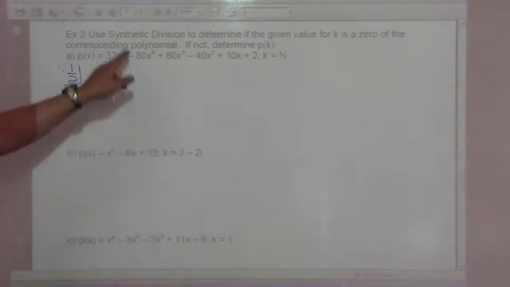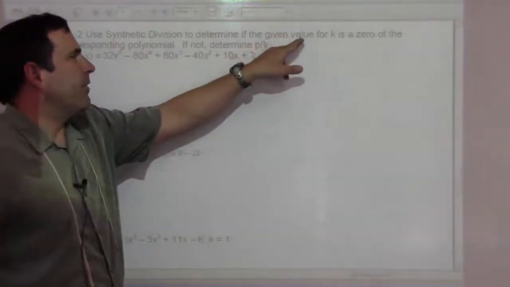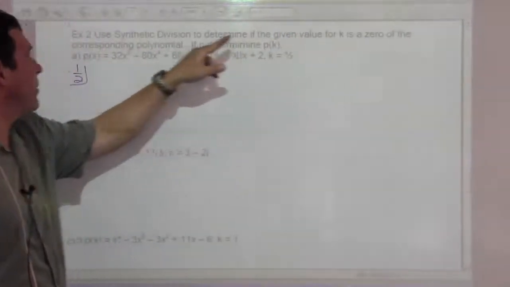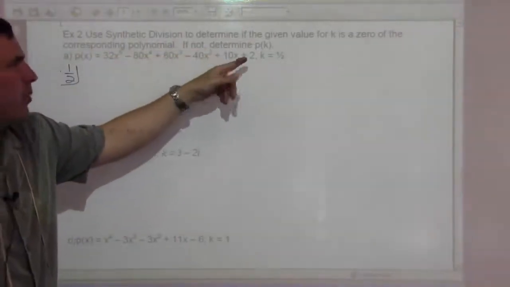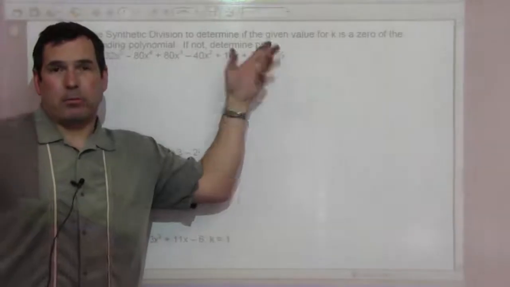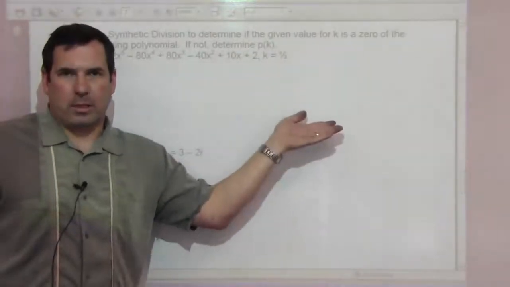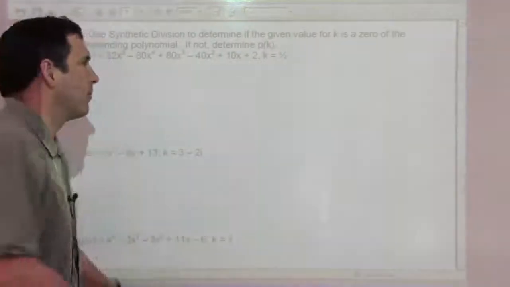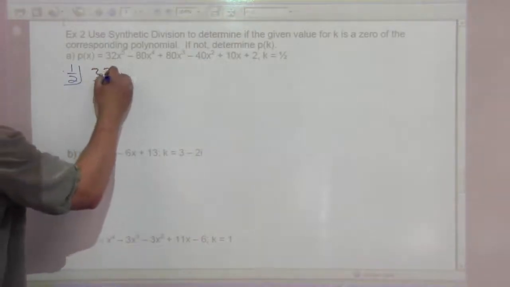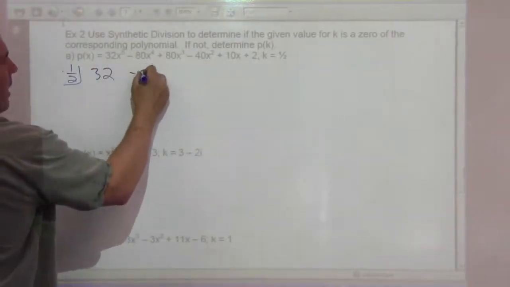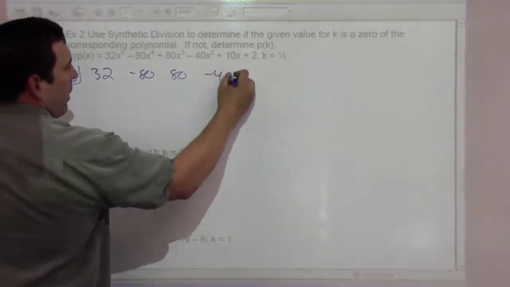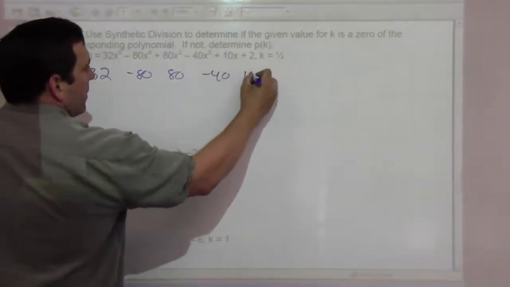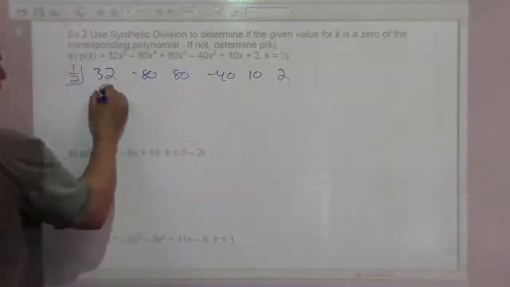I didn't even read the directions. Use synthetic division to determine if the given value for k is a 0 of the corresponding polynomial. If not, determine p of k. Well, p of k is just our remainder. So if it's 0, it's a 0. If it's not 0, that's a remainder. So 32, negative 80, positive 80, negative 40, positive 10, and then a 2.